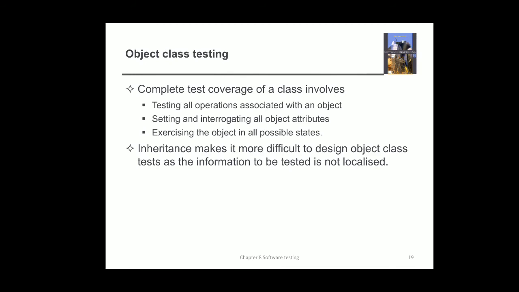Inheritance makes it more difficult to design object class testing, as the information to be tested is not localized. Because when we make use of inheritance, there might be some methods or objects which are present in some other class and are inherited in the class which we are testing. Since it is not localized, it is a little difficult to go for the testing process.